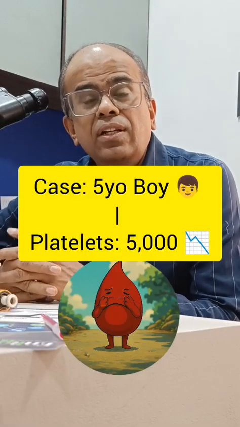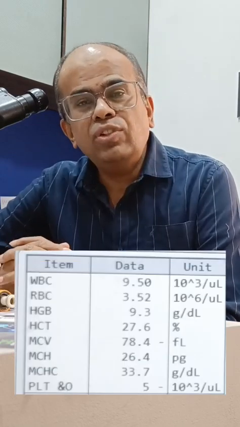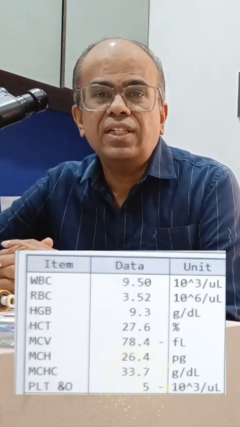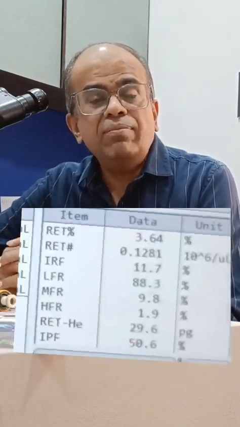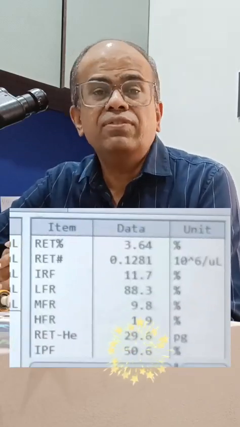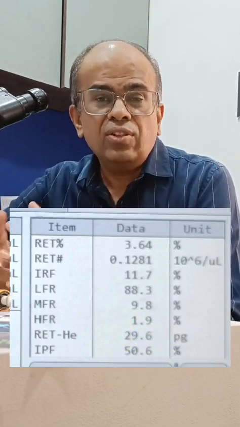Here is a case of a very severe thrombocytopenia in a young child. Platelet count was just 5,000. Imagine that. And on examination of the cell counter, we find that the immature platelet fraction is very high, that is 50%. So, what are the causes of thrombocytopenia? In which situations do you get a high immature platelet fraction? What are the bone marrow findings in such situations?